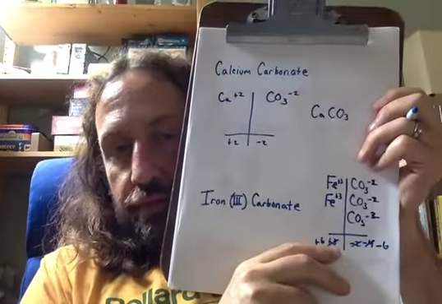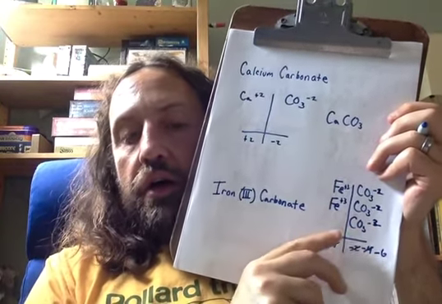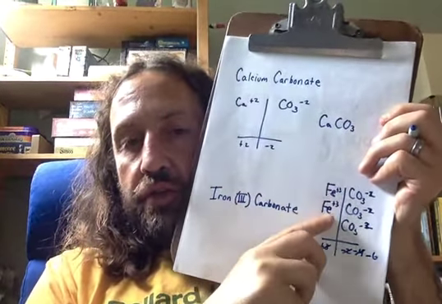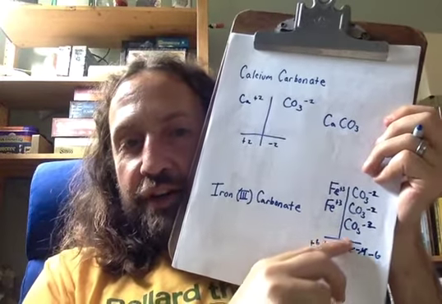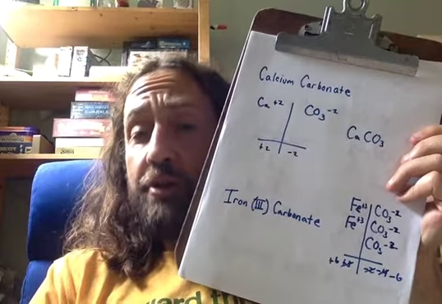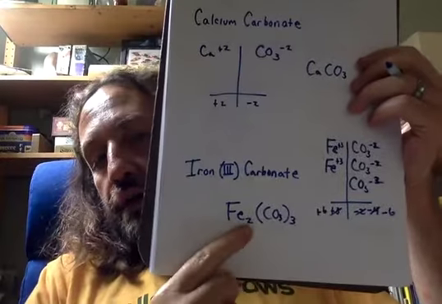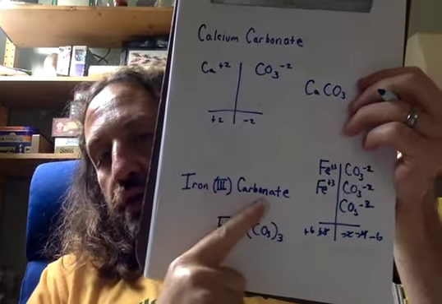So there you are. -2, -2, -2, that's -6, and +3 +3, that's +6. For some reason, I'd put a couple of 3's up there, so if you saw that earlier in the video, no, it's -2. Carbonate's always -2. So I just take 2 irons and 3 carbonates. My formula is Fe2(CO3)3. That's the formula for iron(III) carbonate right there.